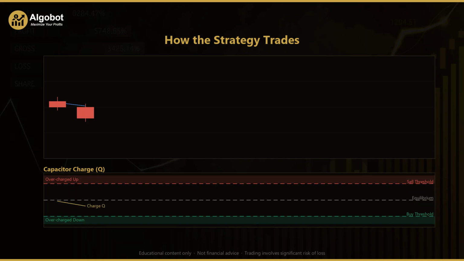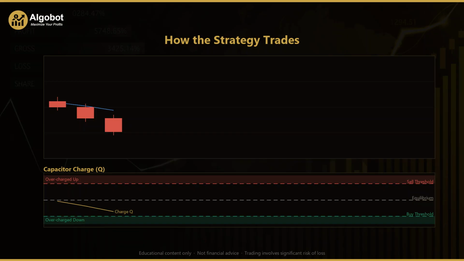Now let's bring it all together on the chart. Below the candles you can see the strategy's own indicator, the capacitor charge, plotted in gold. It oscillates around a central equilibrium line at 0. The red dashed line above is the sell threshold, the green dashed line below is the buy threshold, and the shaded zones mark where the market becomes overcharged.